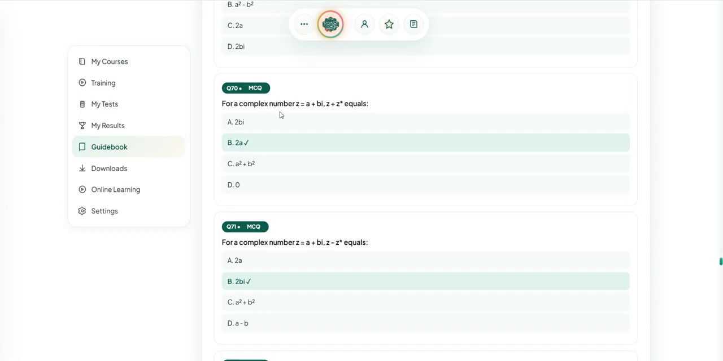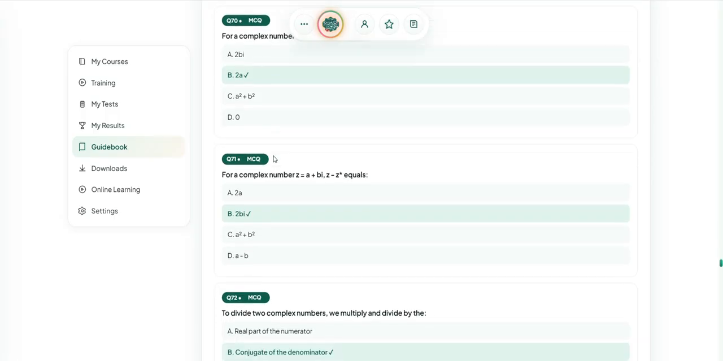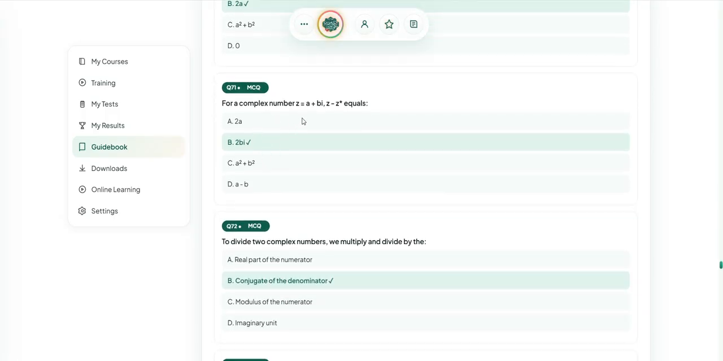For a complex number z is equal to a plus bi, z plus z star equals 2a.